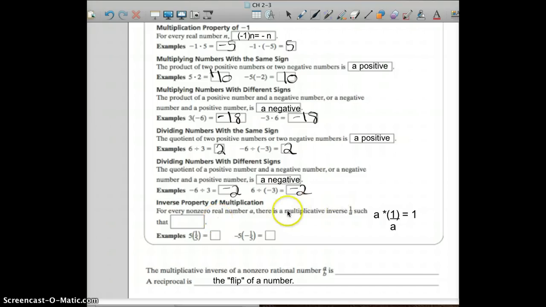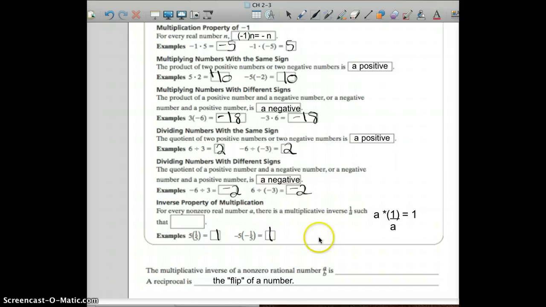The final property we're looking at here is the inverse property of multiplication. And it tells us for every non-zero real number, and they're calling it A, there's a multiplicative inverse, 1 over A. So it's the flip of the number, such that when you multiply a number times its reciprocal, what's going to be left is the positive 1. So we have two examples here of 5 times 1/5, which is going to leave us with 1, and then a -5 times a -1/5 also leaves us with positive 1.